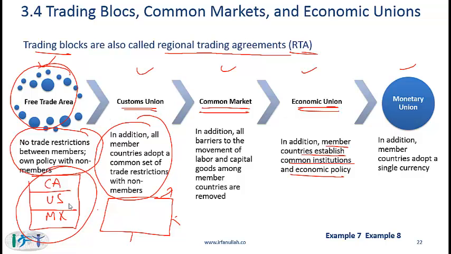Customs union simply means that these three countries now have a common set of rules. A customs union simply means that we are removing this constraint. In other words, there is one customs policy, so we say we have a customs union.